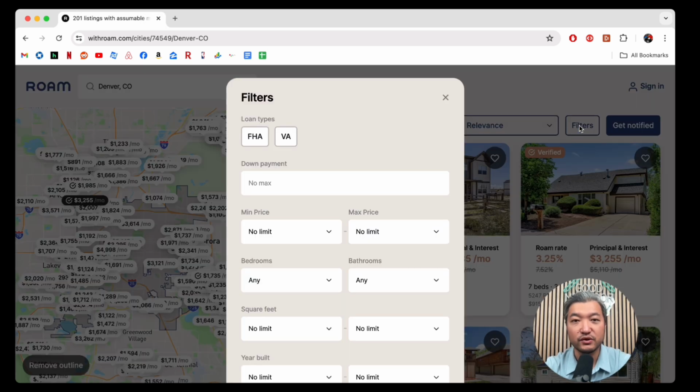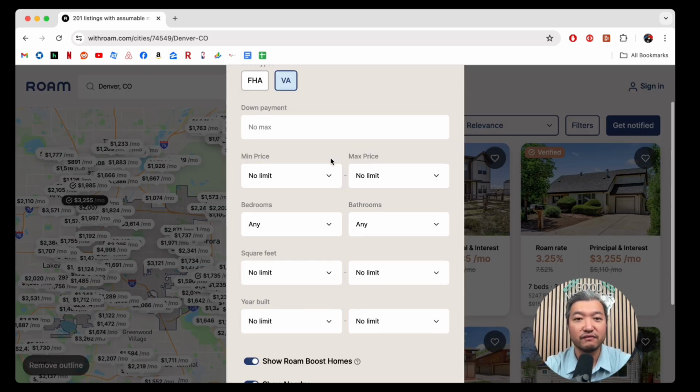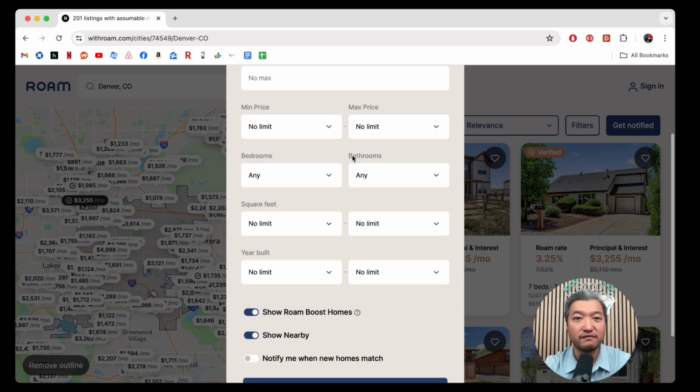And over here, you can filter by FHA or VA. You can filter by down payment. You can filter by price, lots of other stuff.